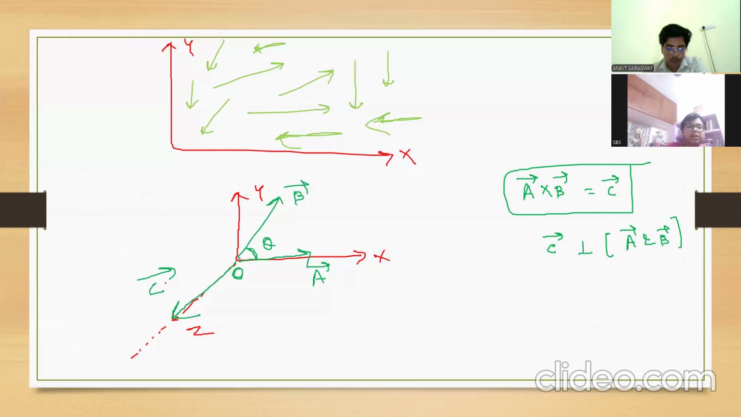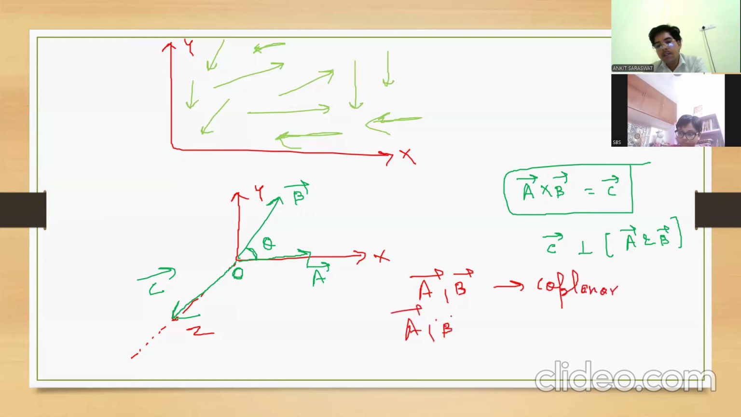So coplanar. A and B are coplanar because they are lying in the same plane, means XY plane. But C vector is not lying in the XY plane. So we can't say A, B, C are coplanar. We can say here A comma B are coplanar. Coplanar means will lie in the same plane. But A vector, B vector and C vector, these are not coplanar. Okay.